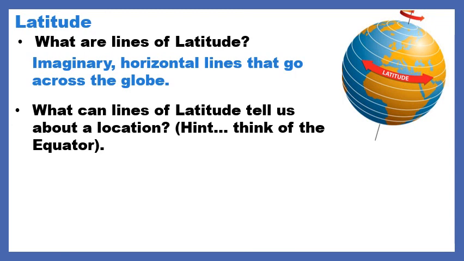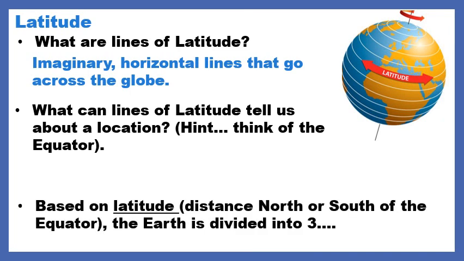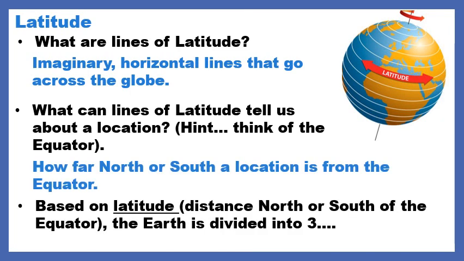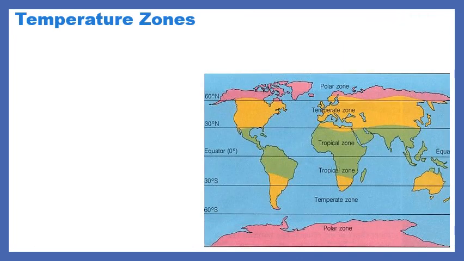What do they tell us? What do lines of latitude tell us about location? And I need you to think of the equator when you answer this question. Lines of latitude tell us how far north or south a location is from the equator. And based on latitude, which again is the distance north and south from the equator, Earth is divided into 3, what do you think? Temperature zones. Let's learn more about these temperature zones.